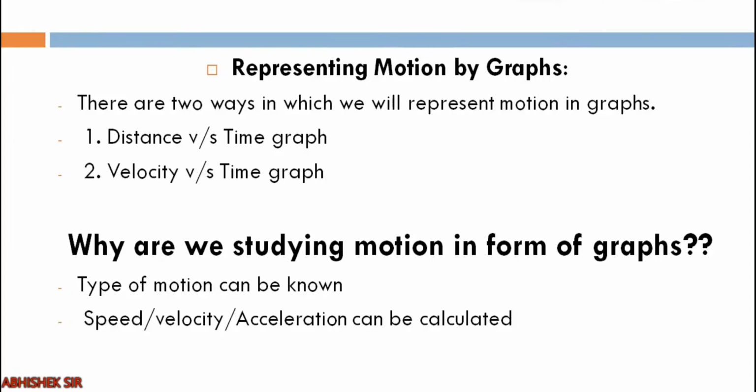So today in this session we will study two types of graphs. One will be the distance versus time graph, that may also be known as position versus time graph. Distance versus time, position versus time, both are almost similar. And second is the velocity versus time graph. Both the graphs we will not study in detail, but we will see only a few important points related to both the graphs. Clear?